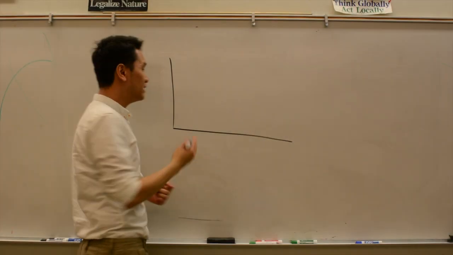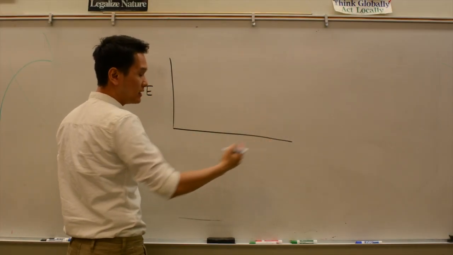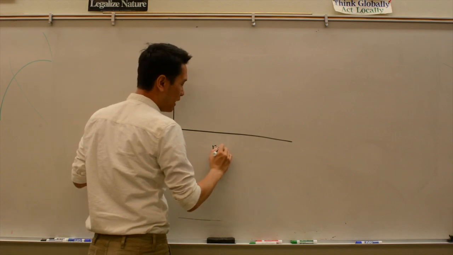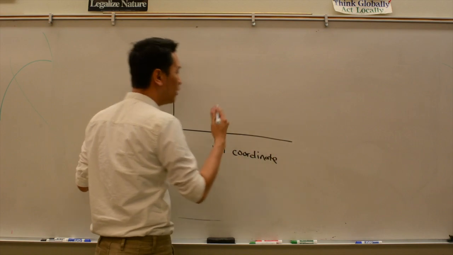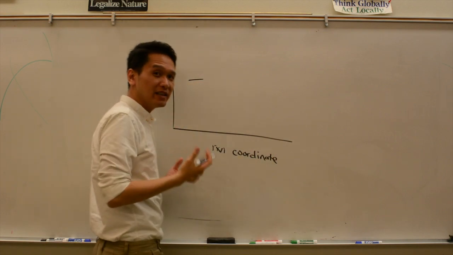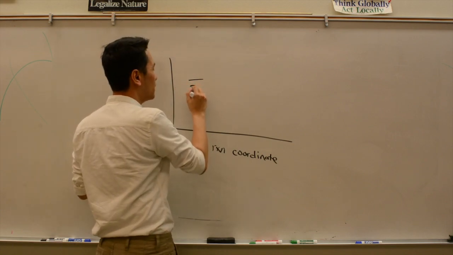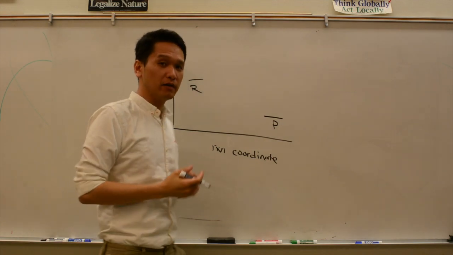If we draw an energy diagram where the y-axis represents energy and the x-axis represents just the reaction coordinate, or the progress of the reaction. In one hand you may have a reactant. Let's say the reactant has a certain amount of energy. And on the other hand you have a product. It also has a certain amount of energy.